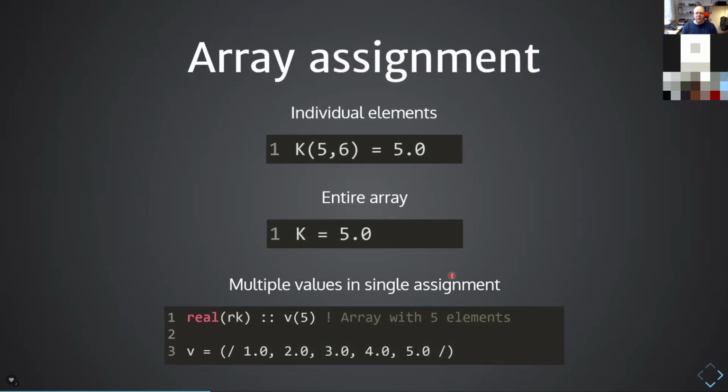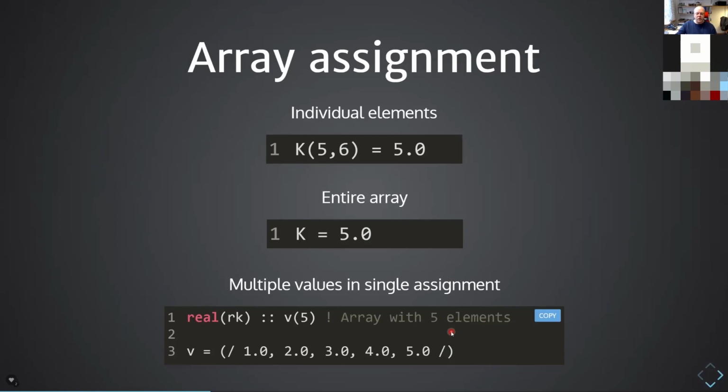Assignment is done by specifying rows and columns. So in this case, I want to assign row 5 and column 6, and I just assign a value to that specific position. You can assign the entire array by leaving out the index notation and just assigning a value. Then it will assign every element in the entire array that value.